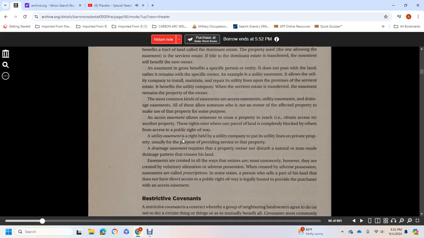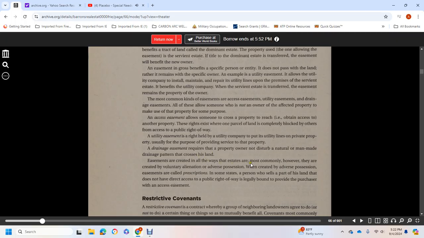All of these allow someone who is not the owner of the affected property to make use of the property for some purpose. An access easement allows someone to cross one property to obtain access to another property. It is used when one parcel of land is completely blocked by another from access to a public right-of-way. A utility easement gives the utility company the right to put utility lines on private property, usually for the purpose of providing service to the property. A drainage easement requires the property owner not to disturb the natural or man-made drainage pattern that crosses the land.